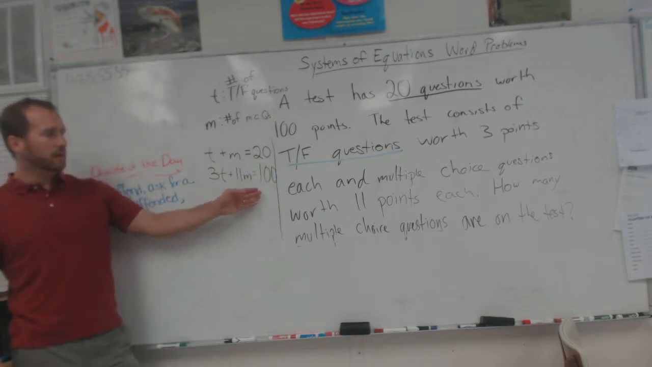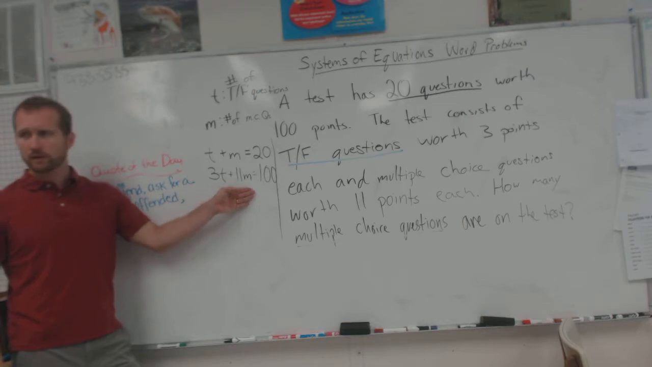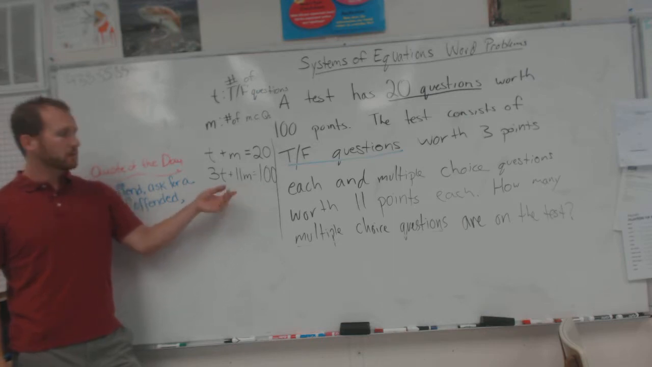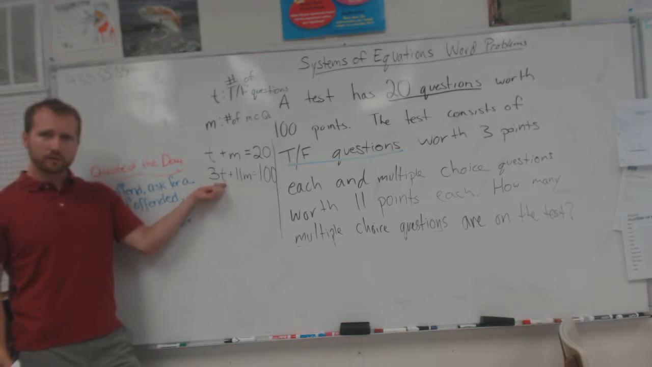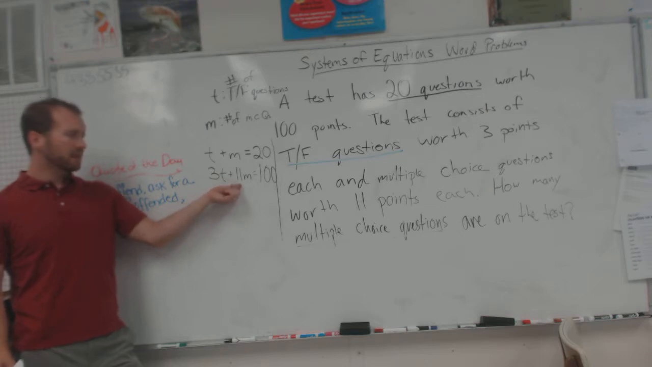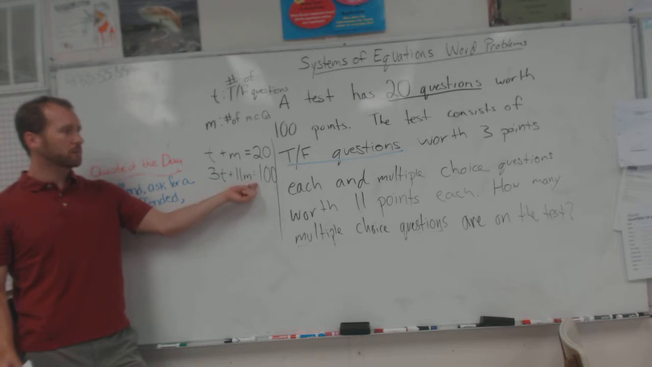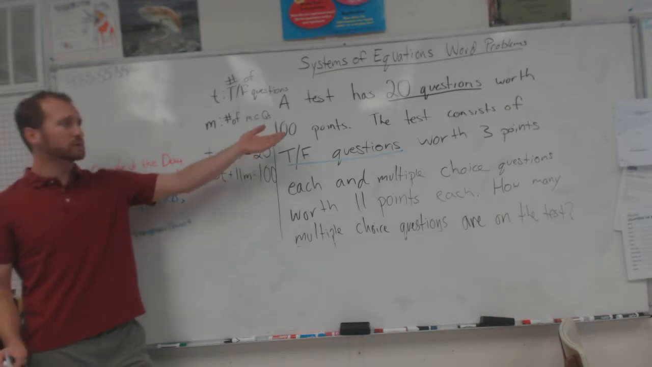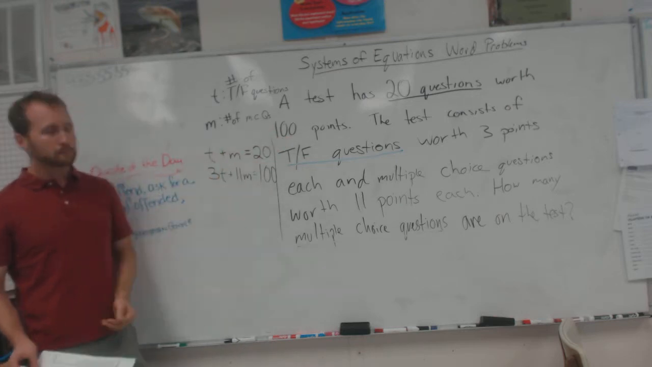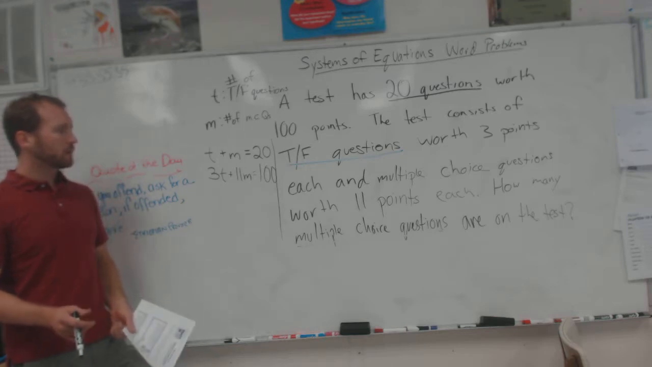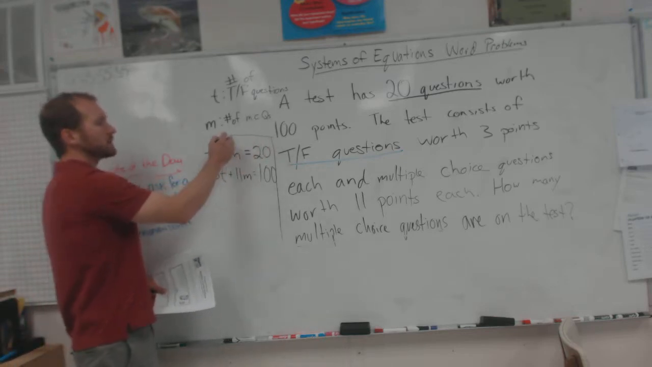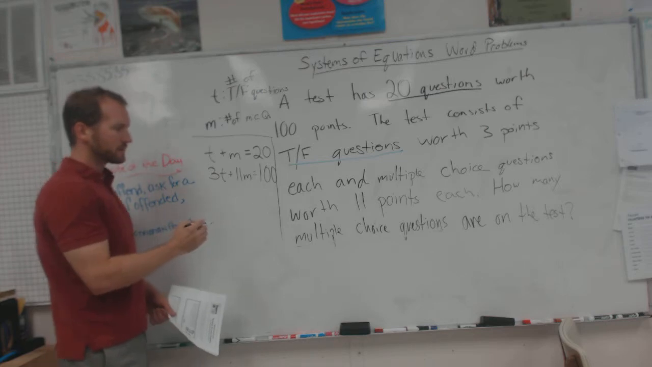So just 100, right? Because our numbers in this represent points. So 3 times the number of true or false plus 11 times the number of multiple choice questions is going to give me 100 points that are on the test.